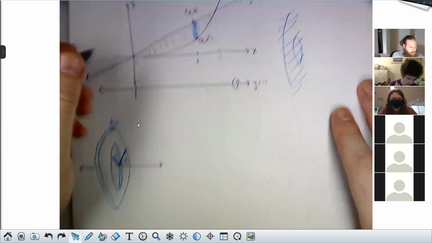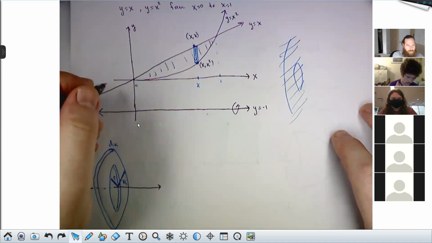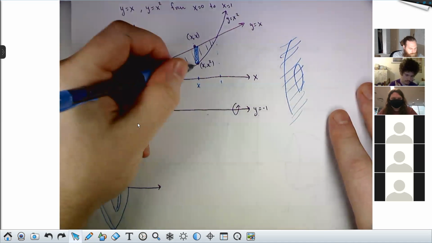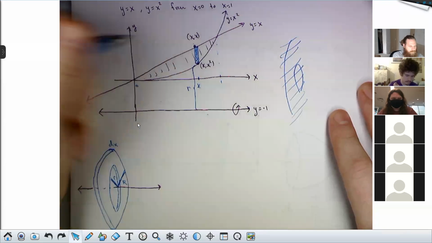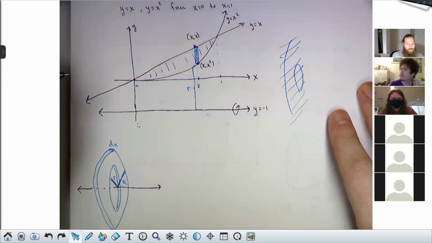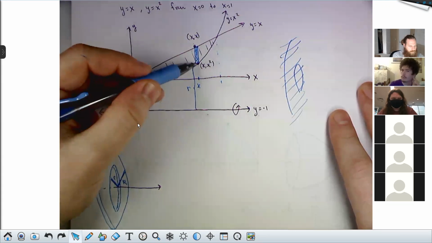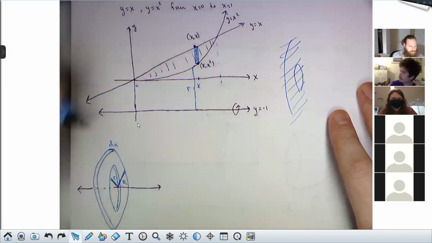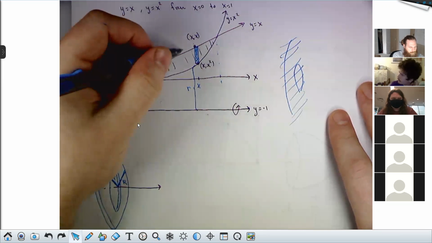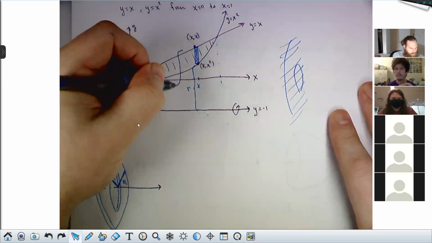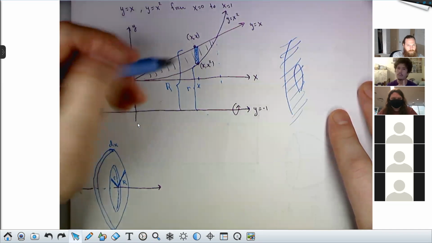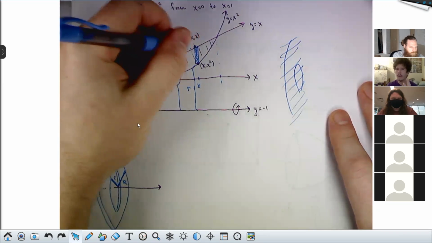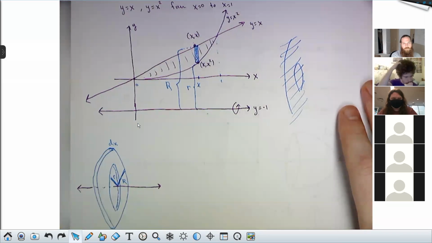My little radius, the inner radius, is this guy: the distance from the near end of the strip to the axis of rotation. And my big radius is this guy, the distance from the further end of the strip to the axis of rotation.